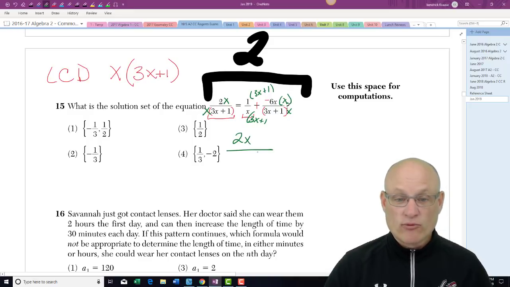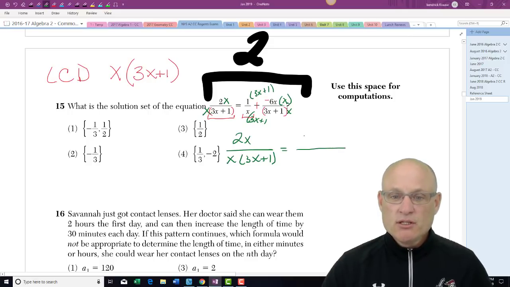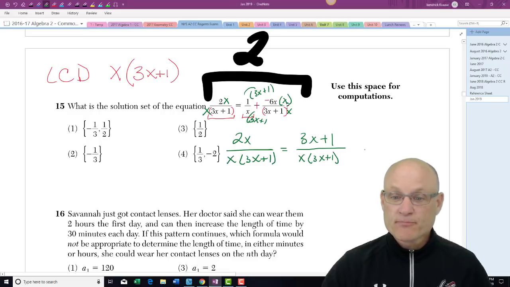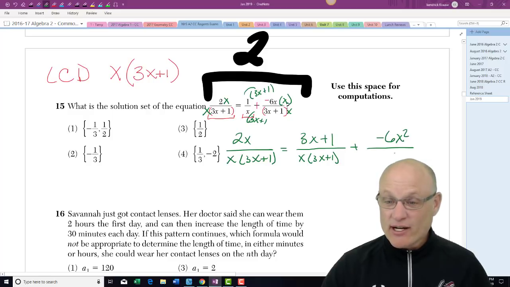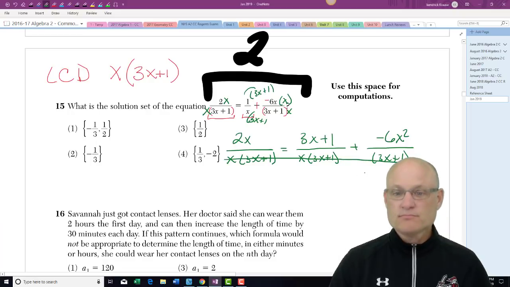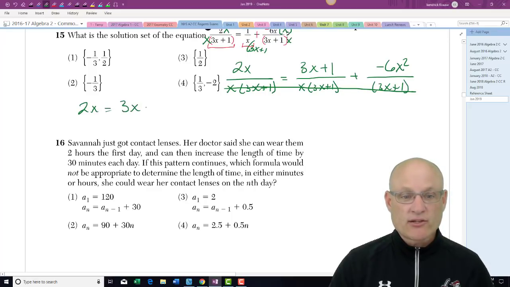I got 2x over x times 3x plus 1, equals 3x plus 1 over x times 3x plus 1, because I just distributed the 1, plus negative 6x squared over 3x plus 1. All right, so now I don't need these denominators. So let's see what I have. I have 2x equals 3x plus 1 minus 6x squared.